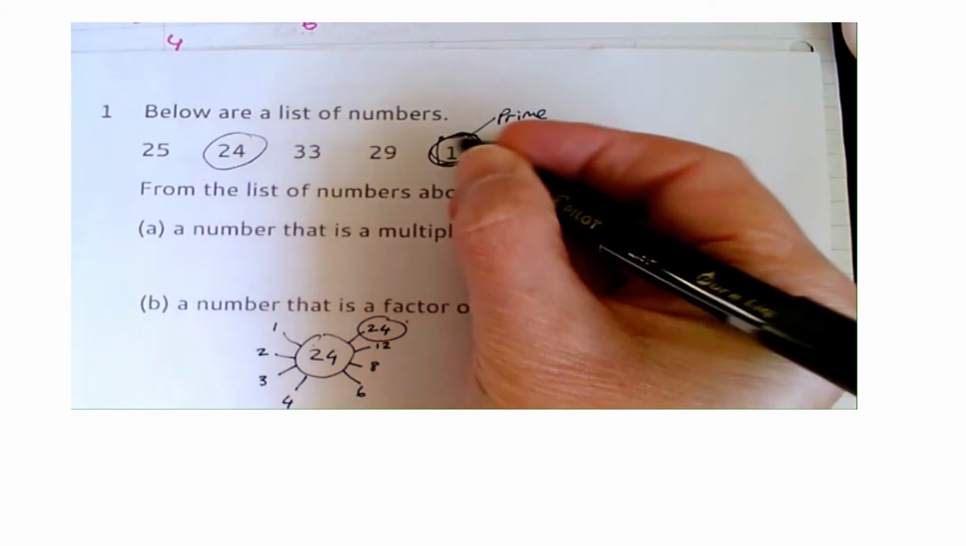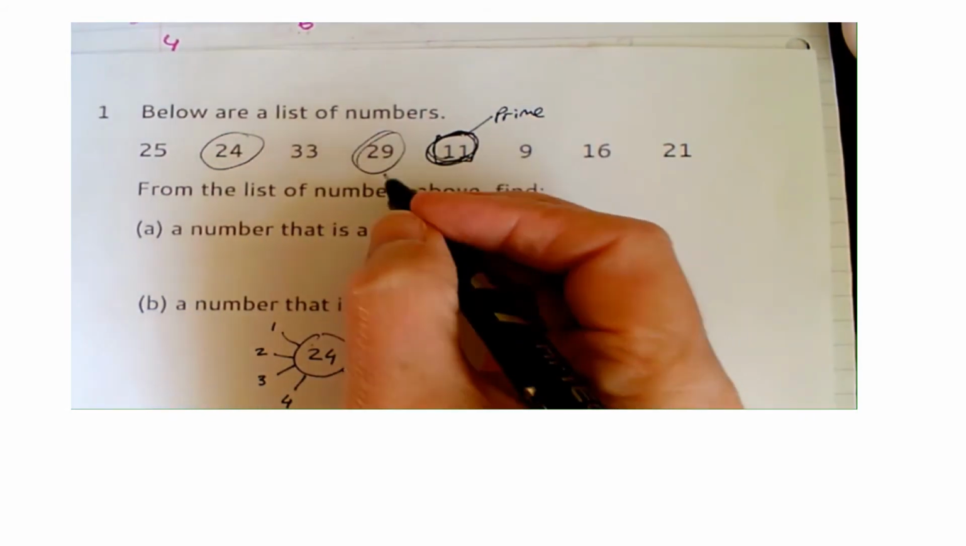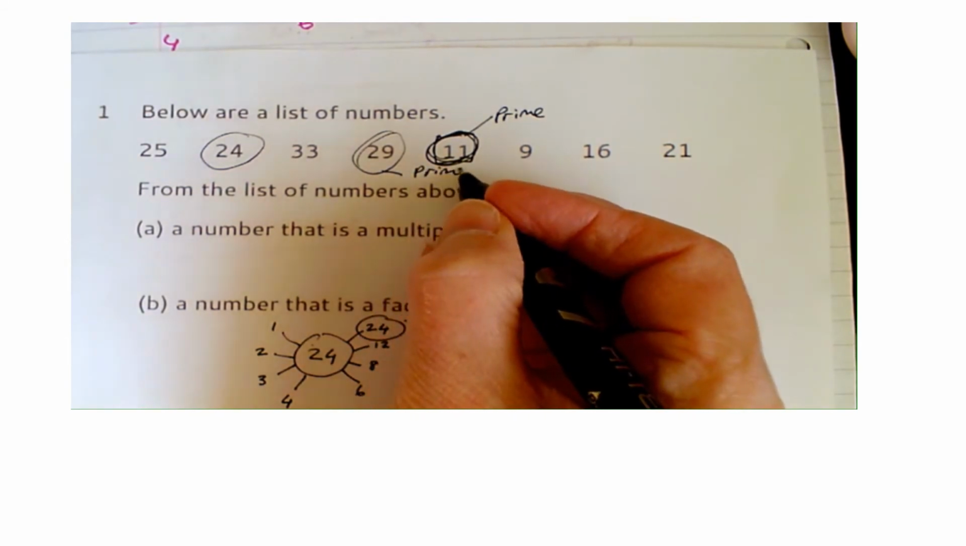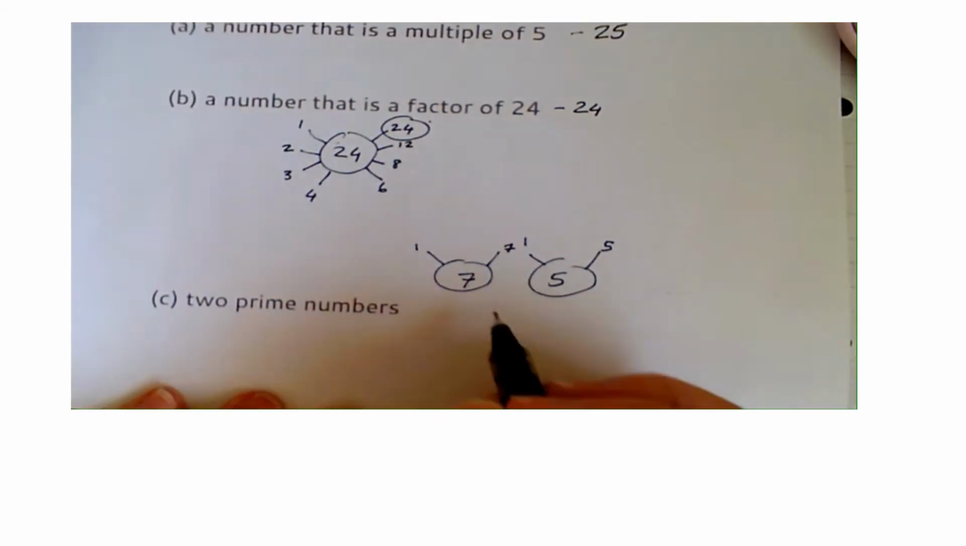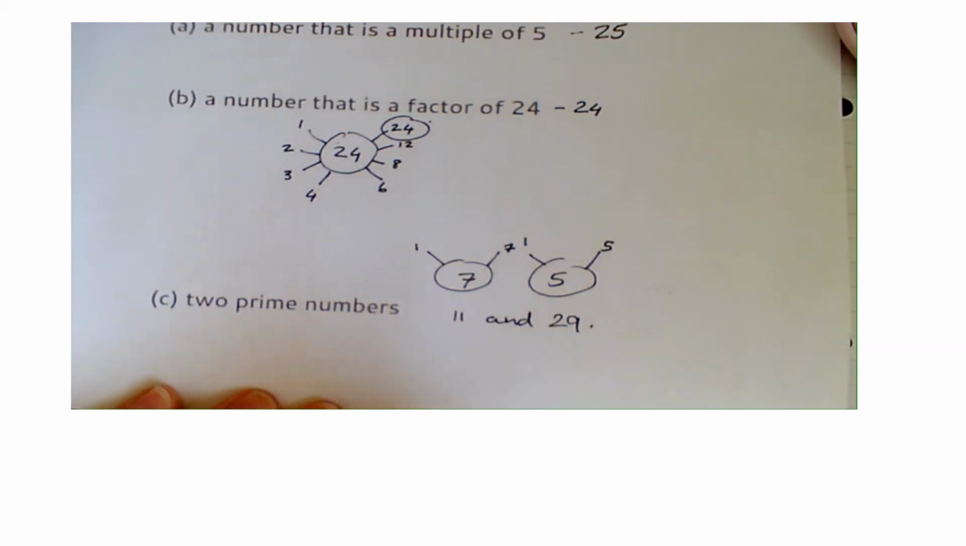Okay, we'll circle it rather. Prime number. And also 29. 29 is also prime. So my answer here, I would write 11 and 29.